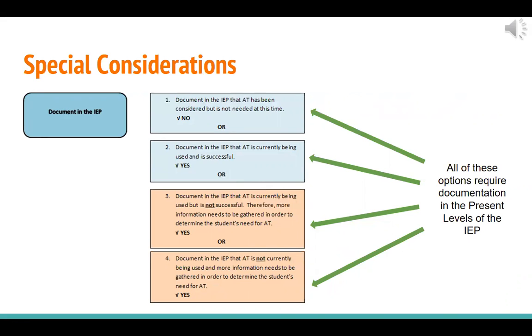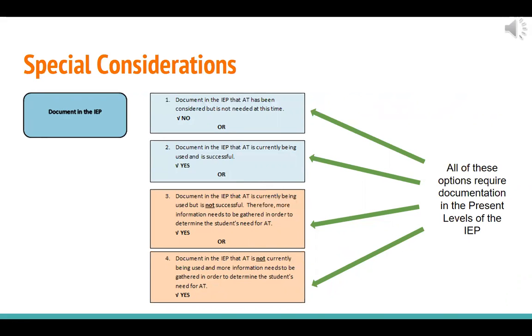So for students that are currently using AT, but it's not successful for them, the team is going to need to look into additional information or gather additional data to determine whether AT needs to be part of that student's IEP on a permanent basis. In this case, the team is in the process of considering AT, so you would check the box for yes.